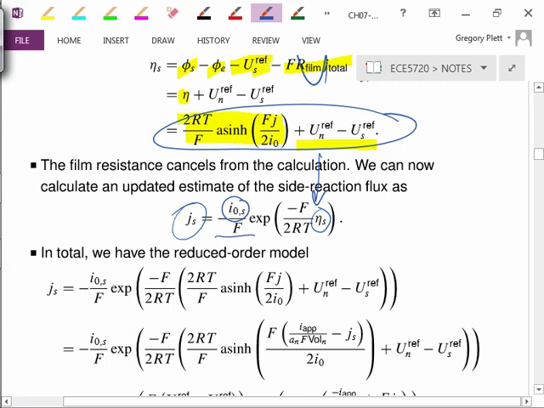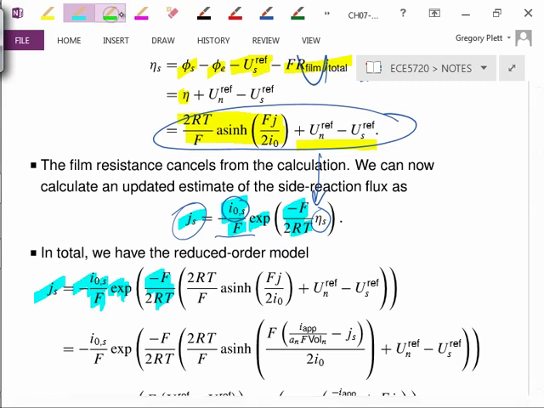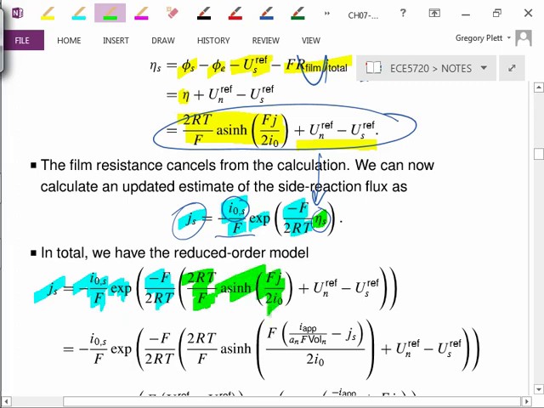Expanding that out, I get this equation here. So Js is minus I0s over F times exp of minus F over 2RT times eta s. Well, eta s is this 2RT over F inverse hyperbolic sine of FJ over 2I naught plus U n ref minus U s ref. Okay.